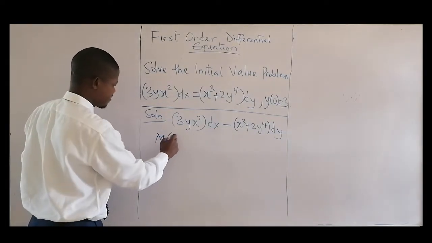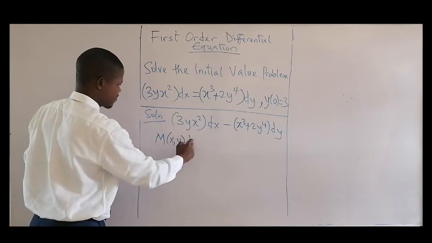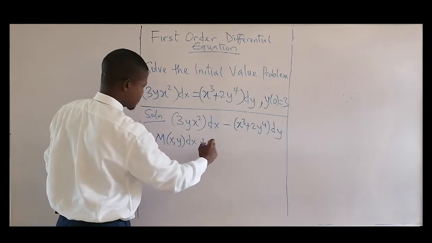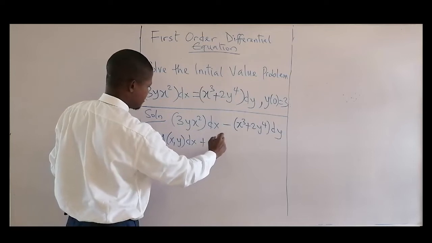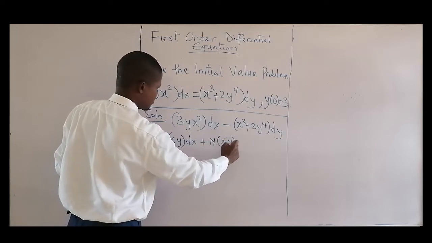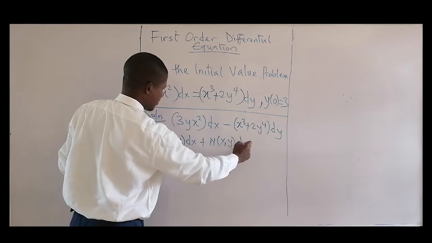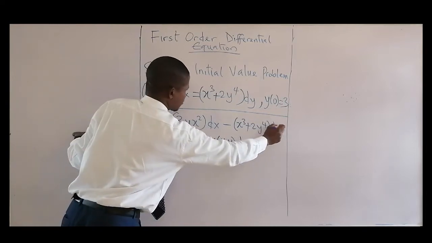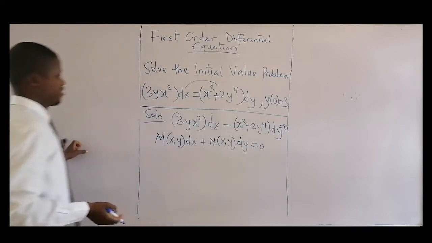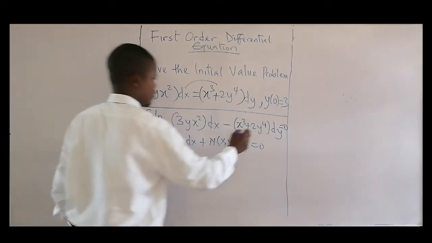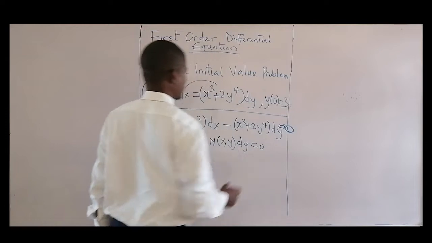The standard form is this way: M dx plus N dy equal to 0. This is also equal to 0, because when you move this one to the other side, this will become equal to 0.